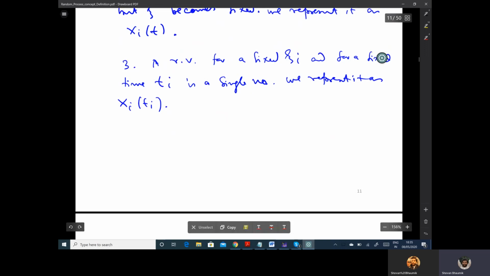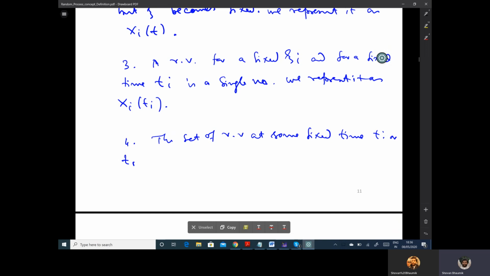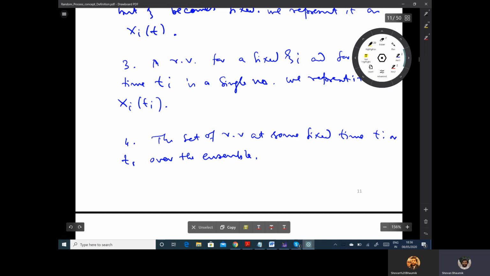Okay. Number 4 is another thing left, that is the collection of all these single values. The set of all random variables at some fixed time t_i, or people call it t1, over the ensemble. You see how we can represent it.